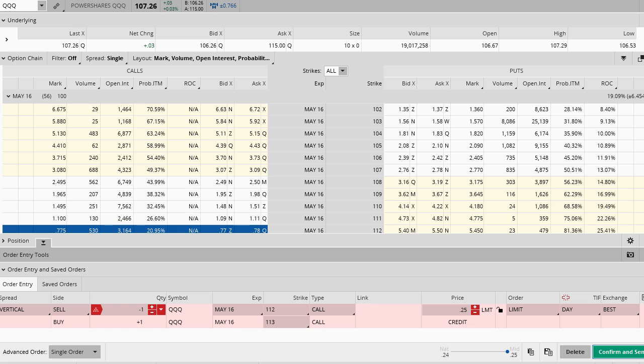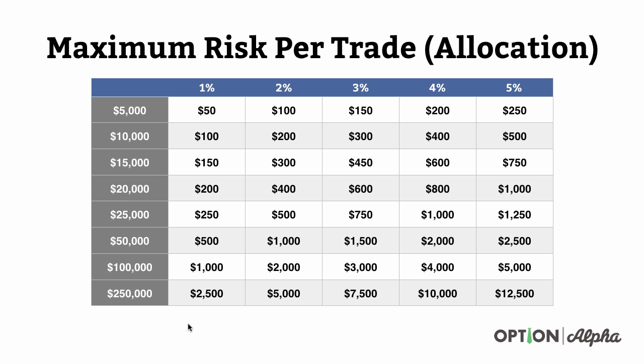Okay, now let's take a different example and let's go back to our risk chart here. Let's say that we have a $50,000 account, so we've got a slightly larger account, and let's say that we want to allocate 4% of our money to each trade or each position that we're doing. Again, we can do multiple contracts in each position, but we just want to allocate 4% of our account to any given position. So that's $2,000 of maximum risk.